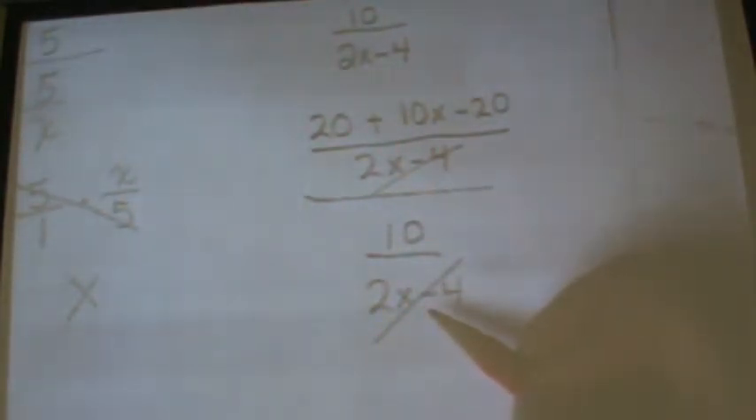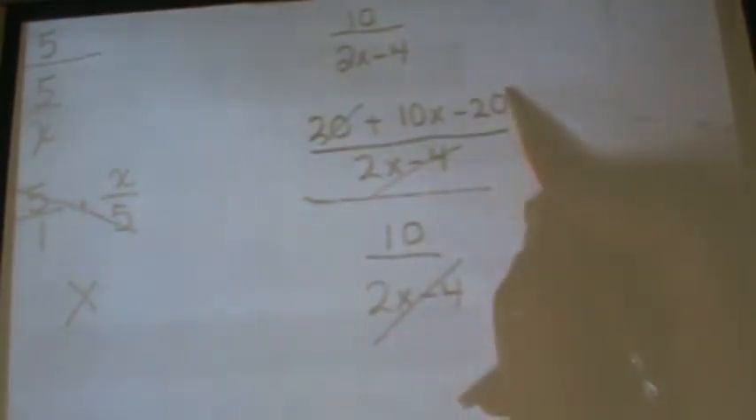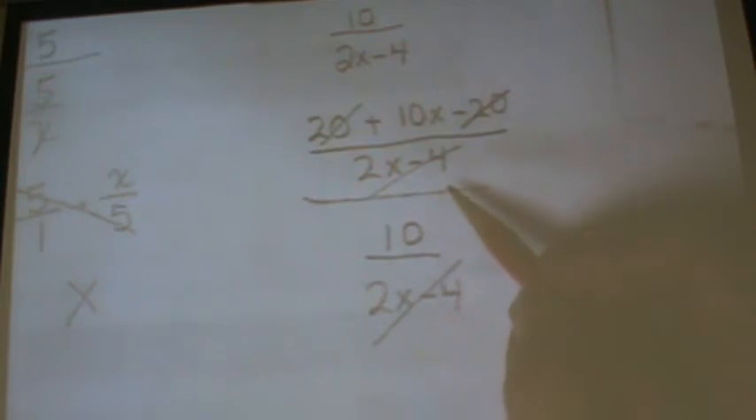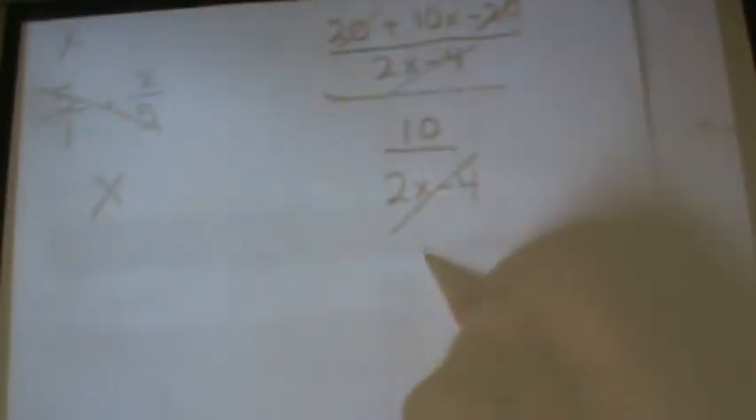What else? So then you got 20 plus 10x minus 20. 20 minus 20 is 0. So what's left? It's an x. 10x over 10. Cross out the 10s. What's left? x.